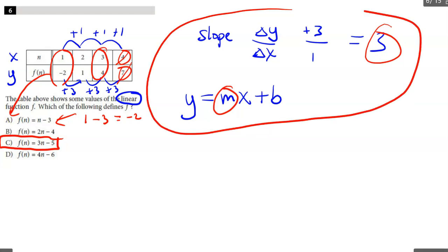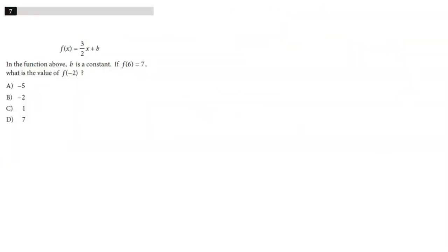I really like to go with the slope route. Number 7, f of x equals 3/2 x plus b. And the function above, b is a constant, so it's just some number. And then they tell me f of 6 equals 7. So this is a first major clue. This tells me that when I put 6 in, I get 7 out.